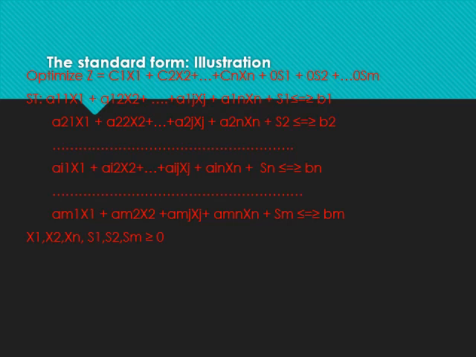Okay. In case of maximization, we need to add. In case of minimization, we need to add the slack variable. In case of maximization, we need to subtract. This is a very simple standard form, the illustration of the standard form.